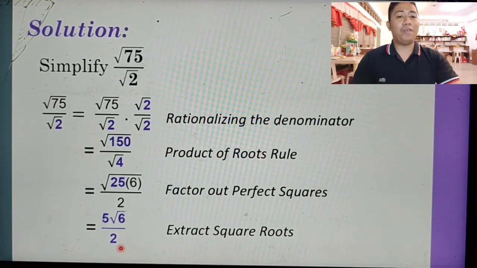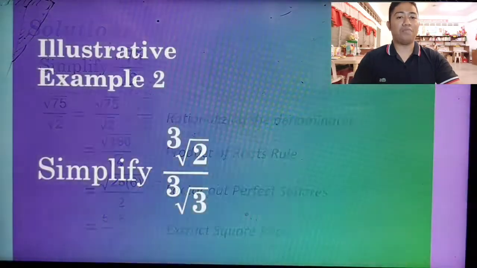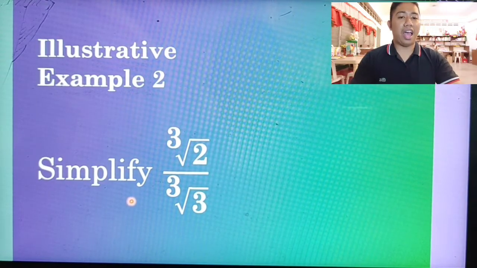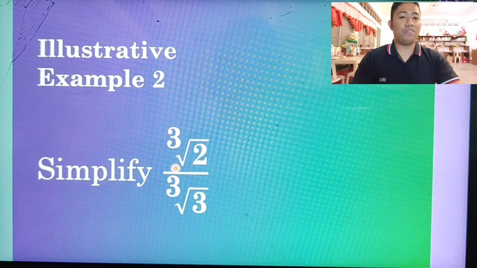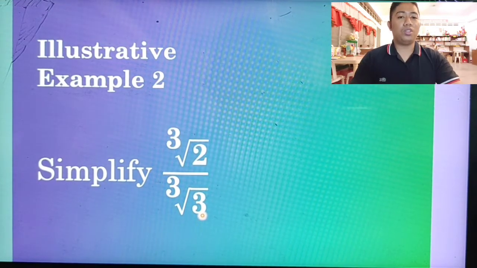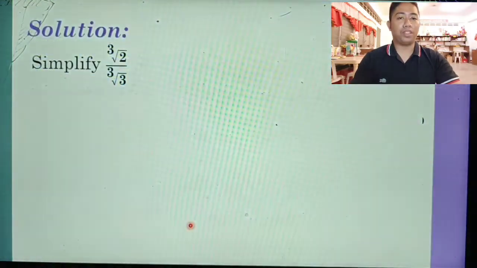So to firm up with some illustrative examples, let's move on to our next illustrative example number 2. So how will you simplify the cube root of square root of 2 all over the cube root of 3? So to simplify this kind of radical expression, here is the solution.